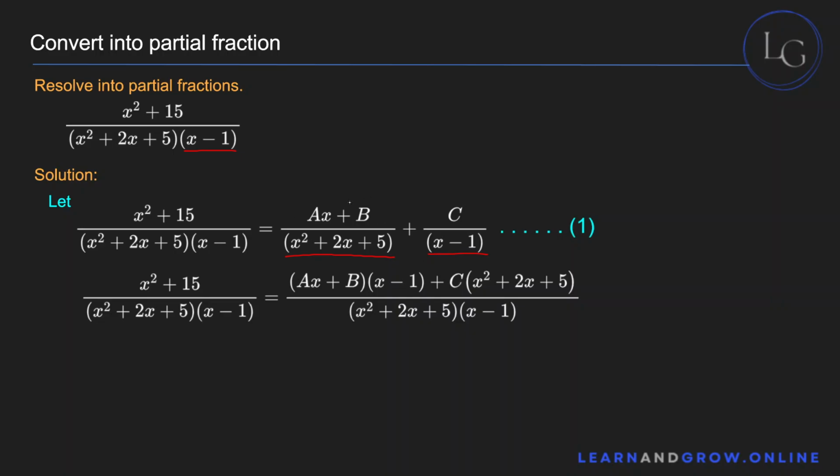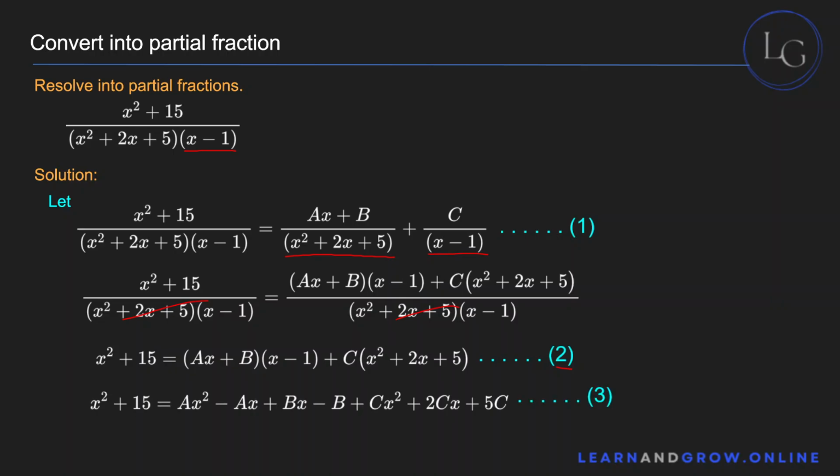So you'll take the LCM on the right hand side. So ax plus b will be multiplied with x minus 1. C will be multiplied with x squared plus 2x plus 5. And so now you have the denominators equal to each other. You'll cancel out the denominators, and then you'll equate the numerators to each other. And that's where you get this equation number 2. Now, after expanding and calculation, this is the final equation, which is equation number 3.